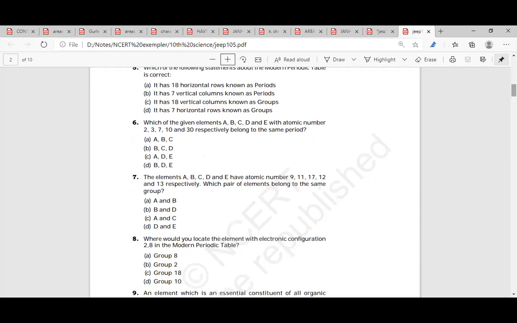Where would you locate the element with electronic configuration 2, 8 in the periodic table? Ma'am, in group 18. Yes, ma'am, 18.